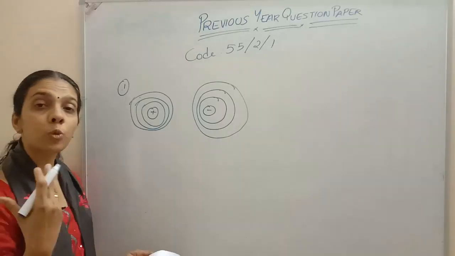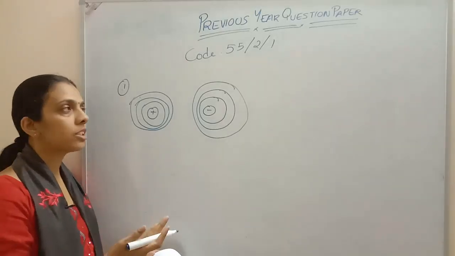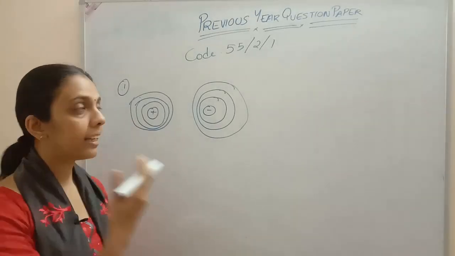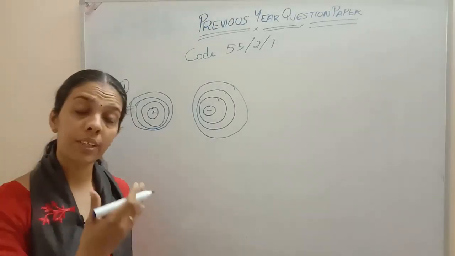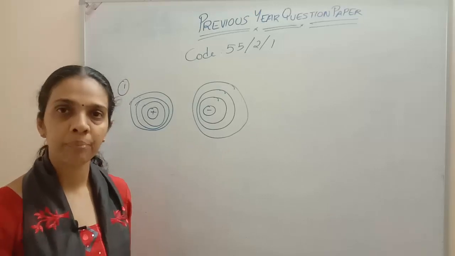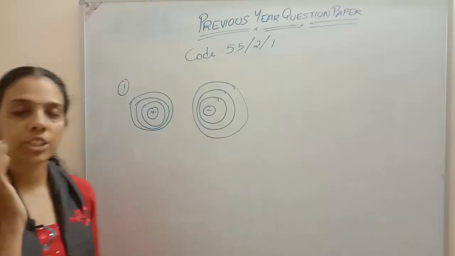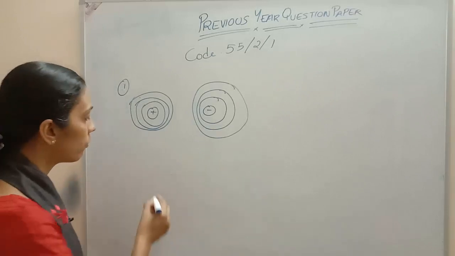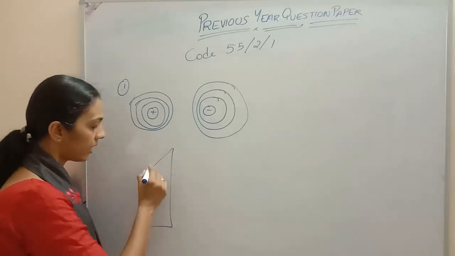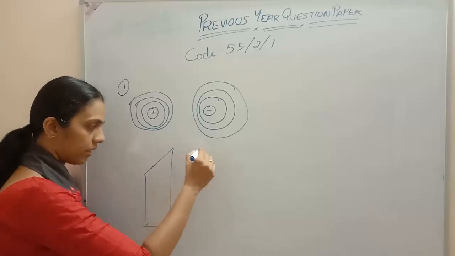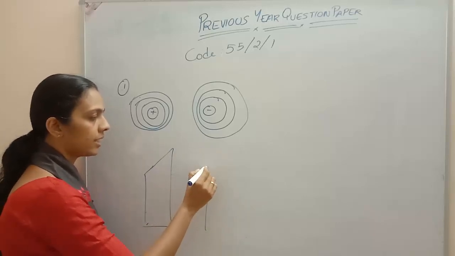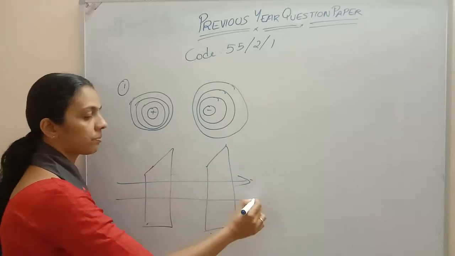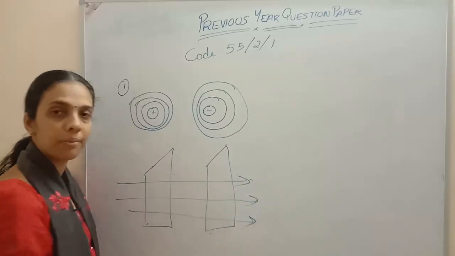Many questions have been asked over many years relating to equipotential surfaces. If it is a uniform electric field, how will we draw the equipotential surface? In a uniform electric field, we will draw parallel lines, like this, parallelly.